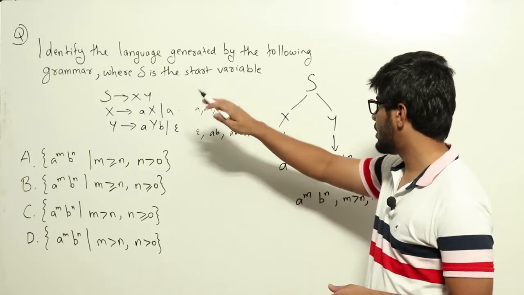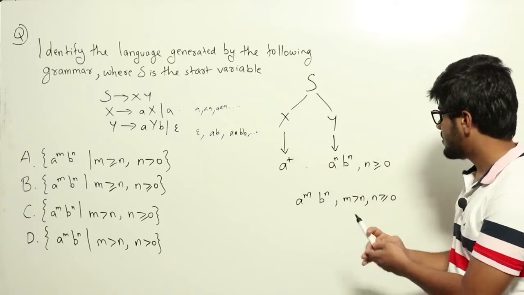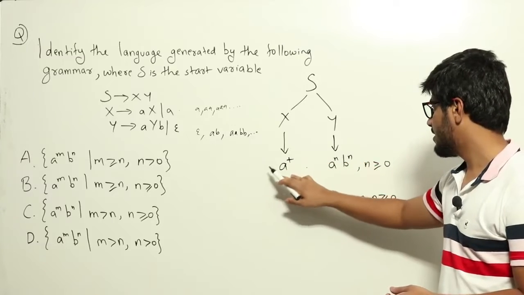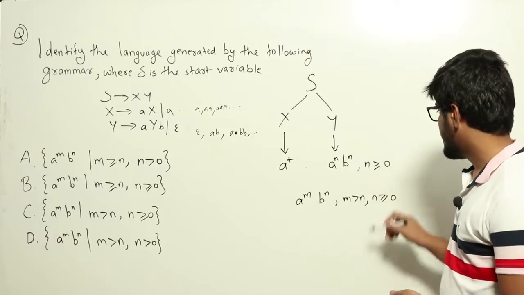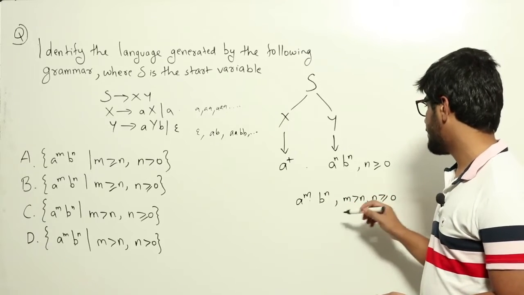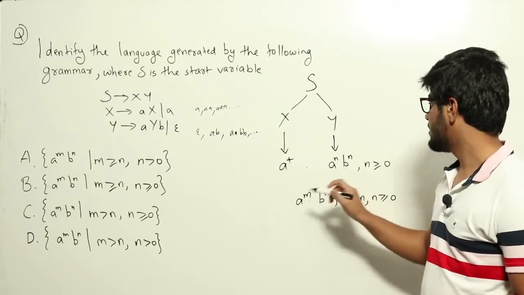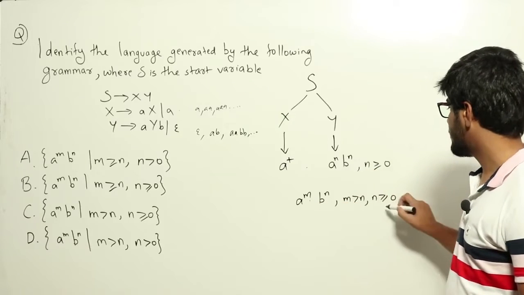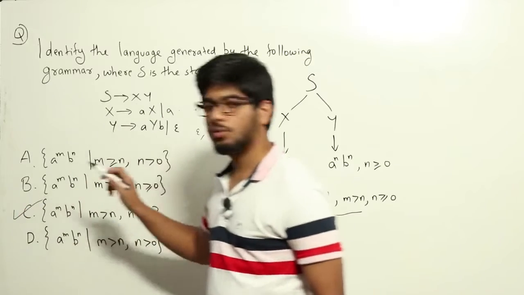So what S gives would be this and this combined together. That is, we have n a's here, n b's here, and before the n a's there will be one or more a's also. So we can write it as a raised to m, b raised to n. Now n would be greater than or equal to 0, and m will be greater than n because combining this with the a's here, the number of a's will be greater than the number of b's. So this is the final language, and if you look at the options, that is option C.